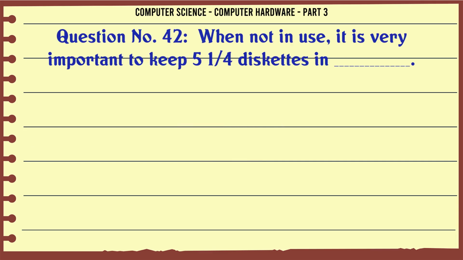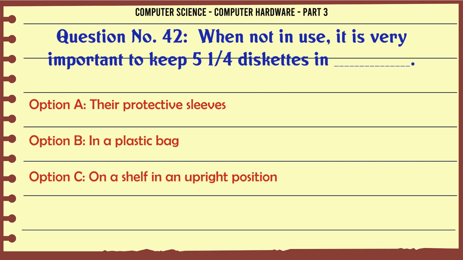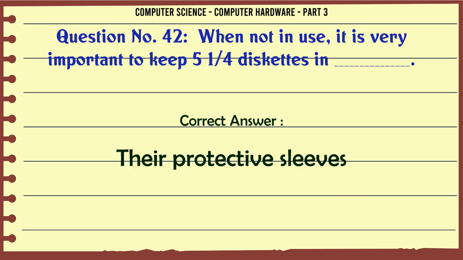When not in use, it is very important to keep 5.25 diskettes in A. Their protective sleeves. B. In a plastic bag. C. On a shelf in an upright position. D. In the floppy drive. The correct answer is their protective sleeves.